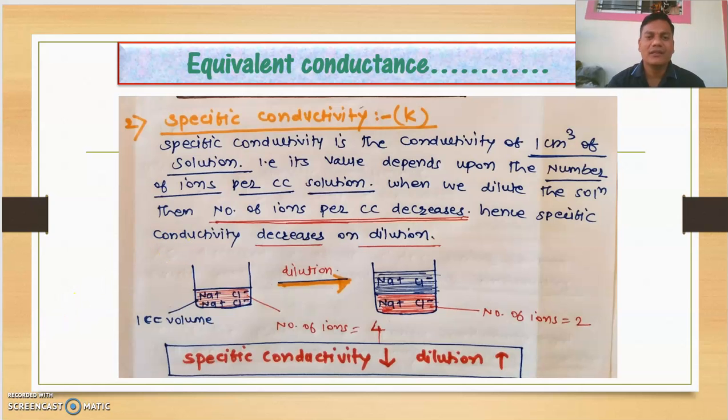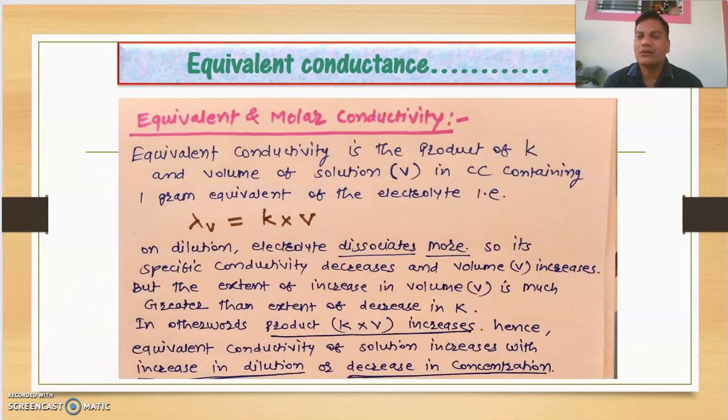Now we will see the third type of conductivity or conductance, that is the equivalent conductance. Now see what happens about equivalent conductance. Equivalent conductivity is the product of two quantities. One is specific conductance and the second one is volume. We have just seen one quantity, that is specific conductance, that decreases, that is the value of K. Now K decreases, but when we make dilution, the value of V increases.